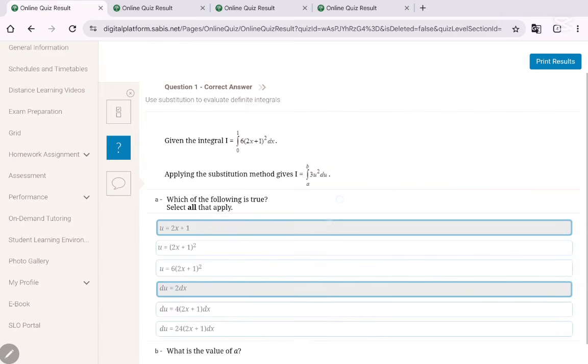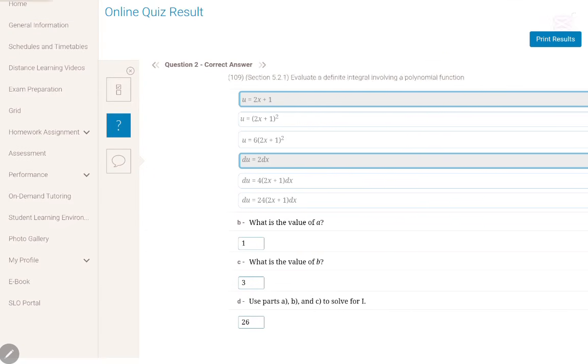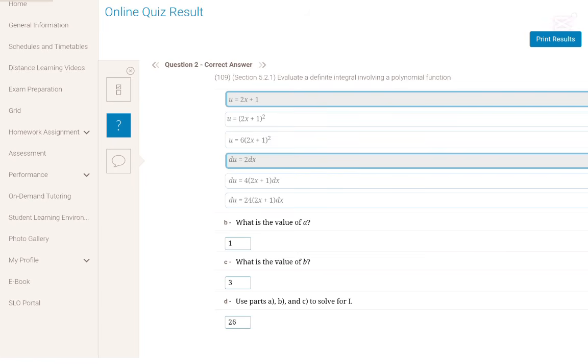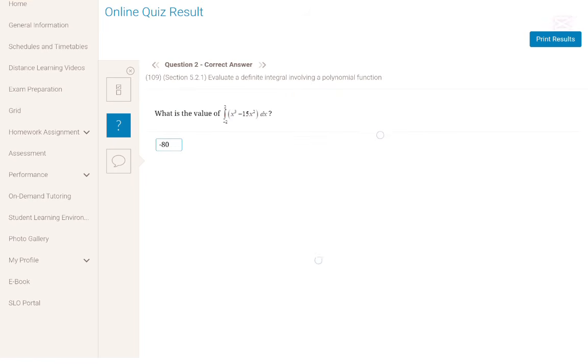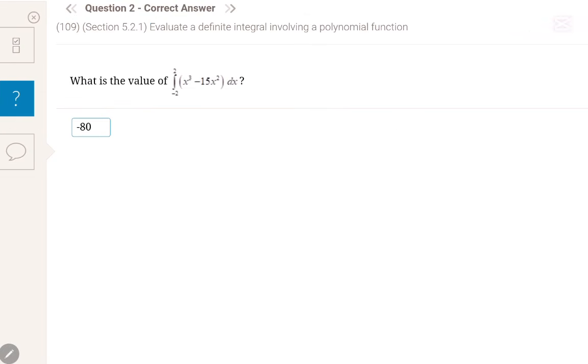Which is 26. And this answer is my answer over here. I'm going to now move on to question number 2. What does it say in question number 2? What is the value of this integral?